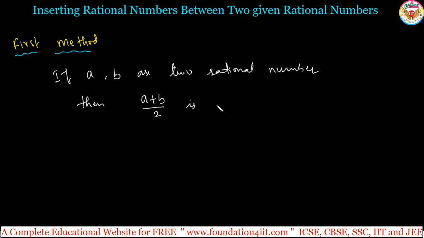So this is in between a and b: a plus b divided by 2, so half of the sum. That is in between a and b. Let us see one example.